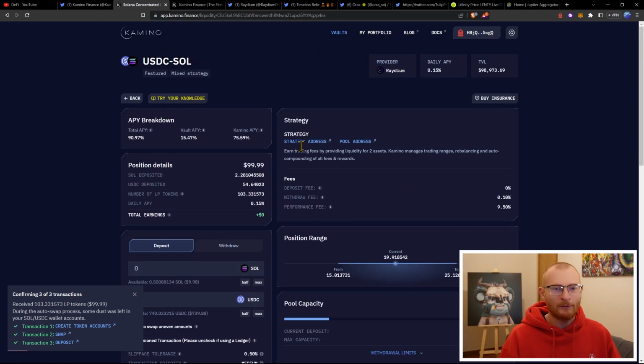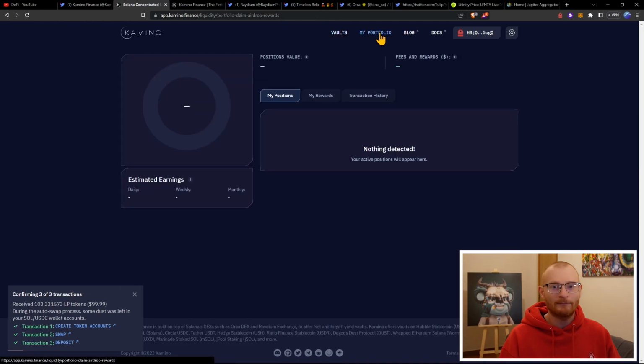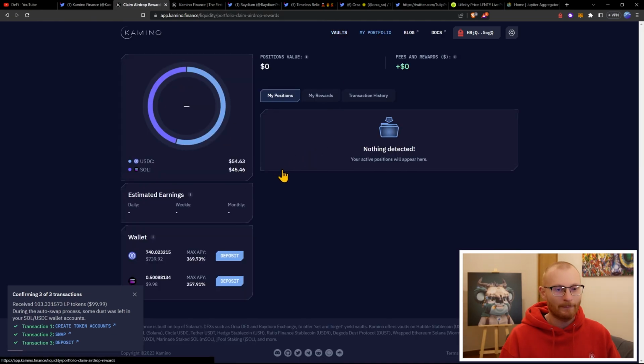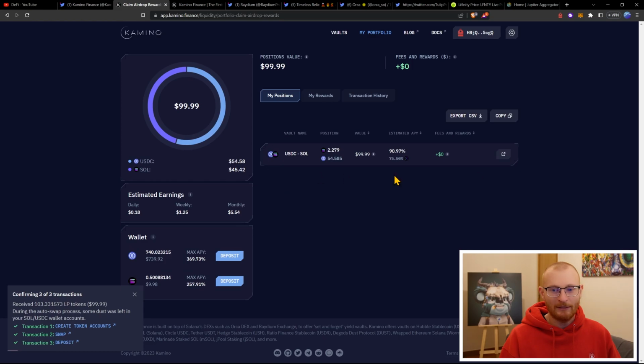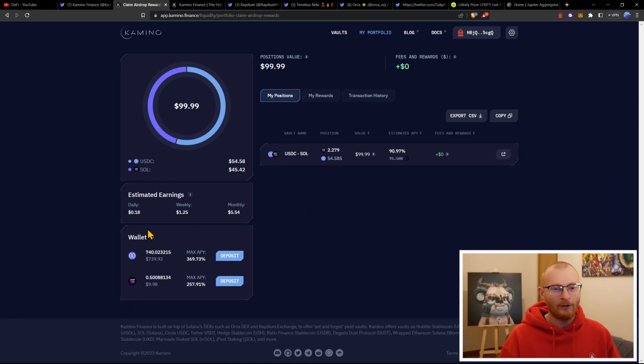But what we can also do is click on My Portfolio at the top, and we can see this is our position. It is estimated that we're going to be earning about $5.54 monthly. So we're just going to see how it goes. This is not terribly degen, but we only put in $100. So that was pretty good.